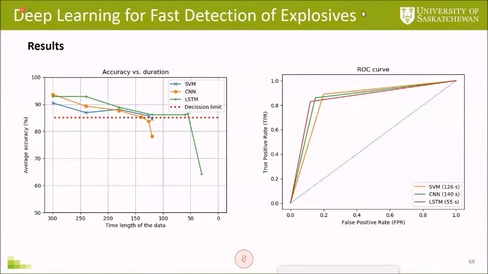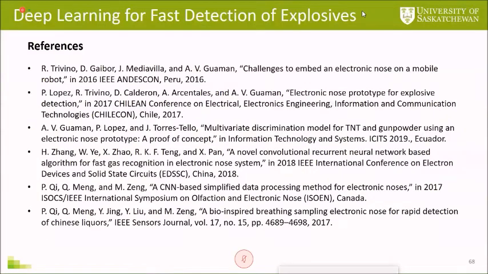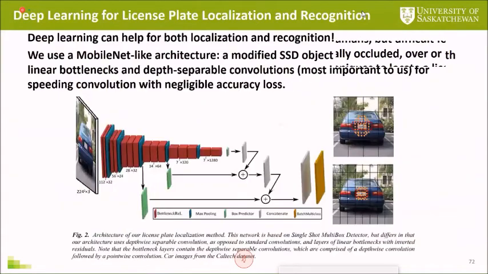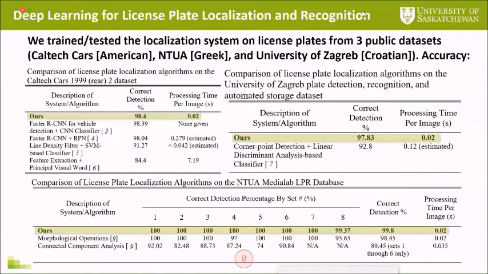Now we also apply the license plate localization and recognition using a MobileNet-like architecture, which is a modified SSD object detection deep learning model. And this is the stepwise separable convolution that we use mainly to reduce the computational complexity. So as you can see, our developed deep neural network system shows the best results in terms of correct detection and processing time as well per image. This one also shows some video.